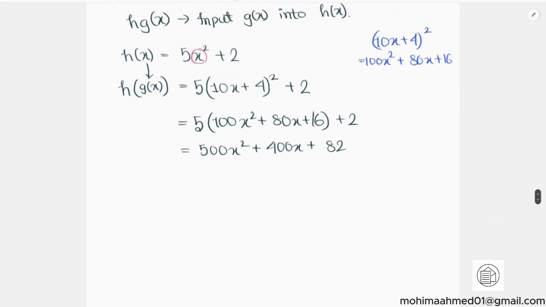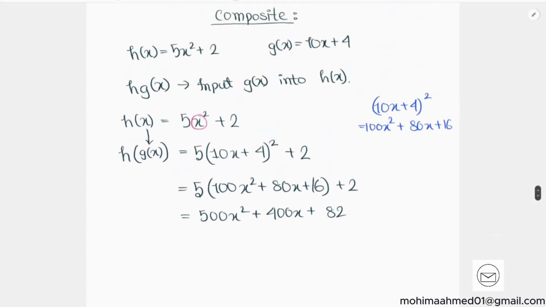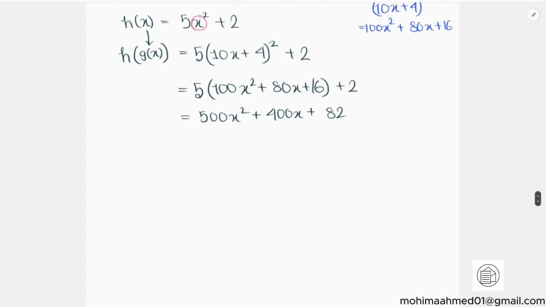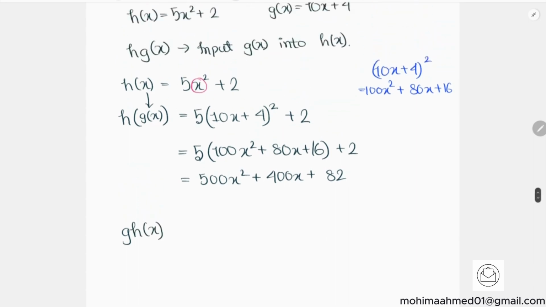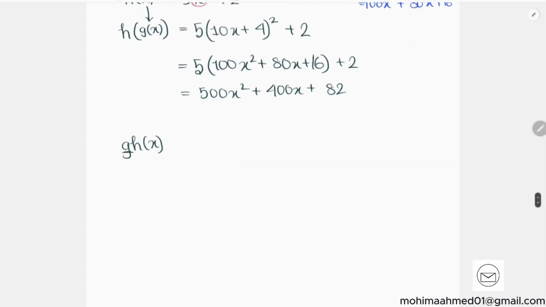Right. Another example could be that they might also ask you to find out ghx. So always remember the pattern: you have h at the very first, so you are going to input the value of gx into the hx equation. Similarly, you have g at the very end. Now you are going to use the equation of hx in the gx equation.